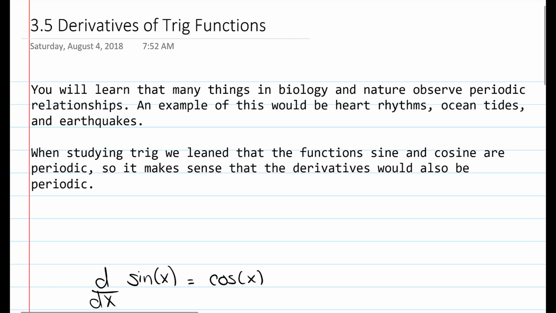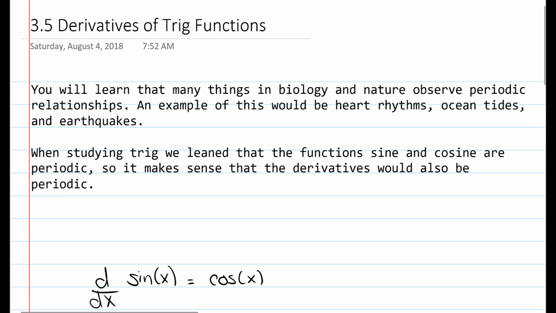Section 3.5, Derivatives of Trig Functions. You will learn that many things in biology and nature observe periodic relationships. An example of this would be heart rhythms, ocean tides, and earthquakes. When studying trig, we learned that the functions sine and cosine are periodic, so it would make sense that the derivatives would also be periodic.